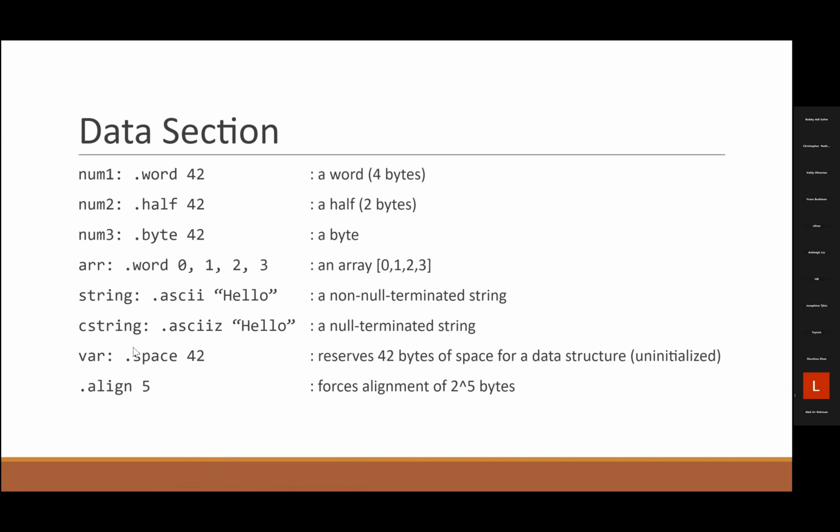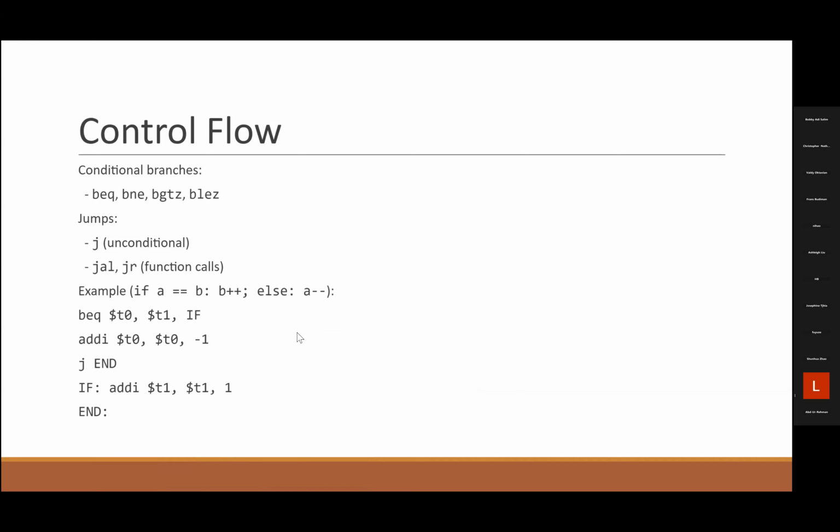Moving on, we're going to jump into the code primitives that you will see in a higher level programming language. We'll start with control flow. The example that I gave is if A equals B, then we increment B by 1, else we decrement A by 1.